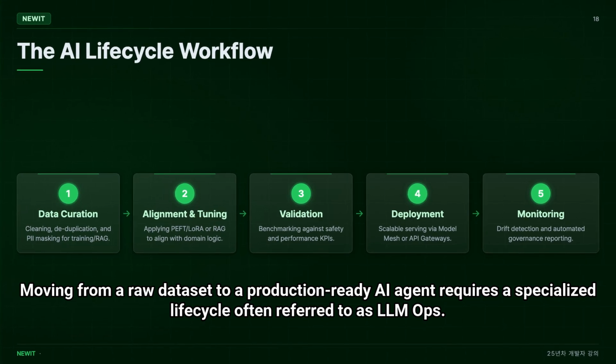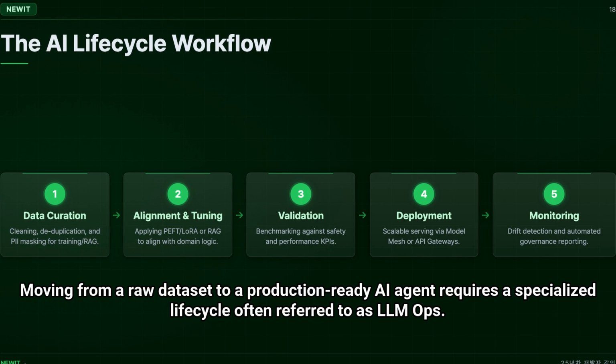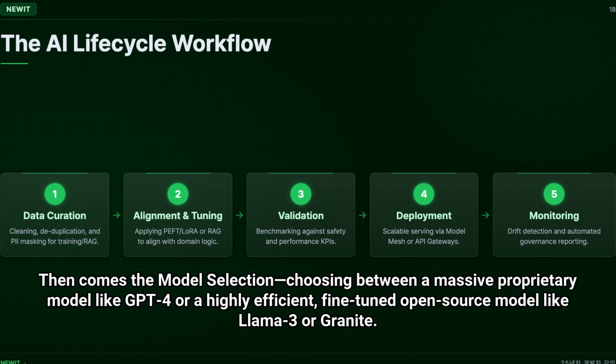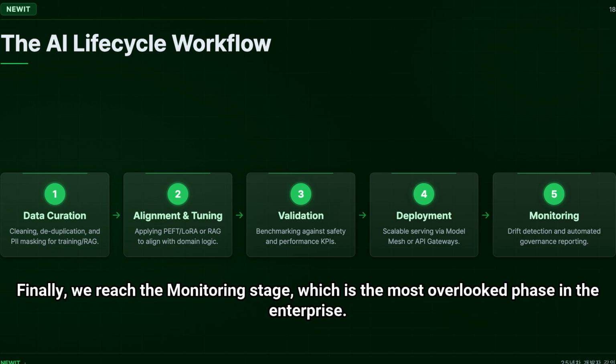Moving from a raw dataset to a production-ready AI agent requires a specialized lifecycle, often referred to as LLM ops. It starts with data curation, where we filter for quality and PII. Then comes the model selection, choosing between a massive proprietary model like GPT-4 or a highly efficient, fine-tuned open-source model like Llama 3 or Granite. The third step is tuning and alignment, where techniques like SFT, supervised fine-tuning, and RAG, retrieval augmented generation, are applied to ground the model in your specific corporate knowledge.